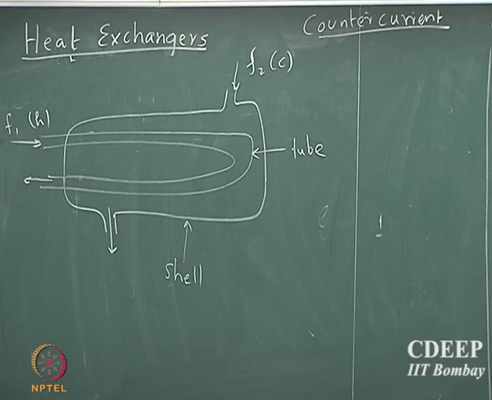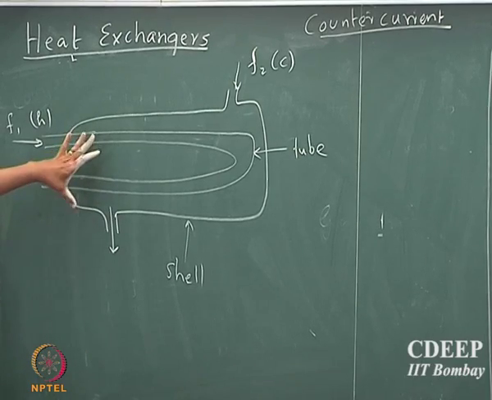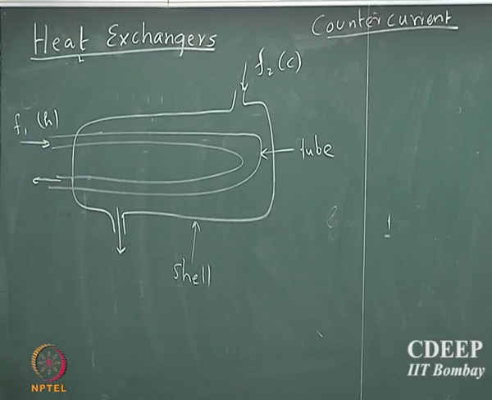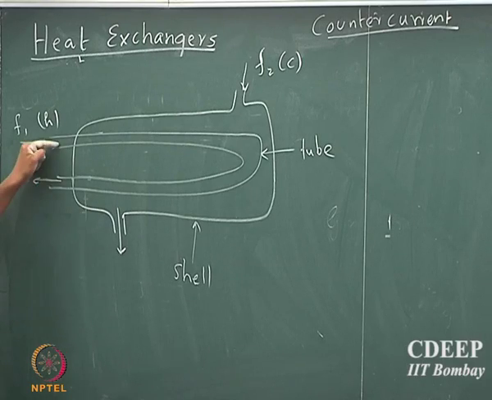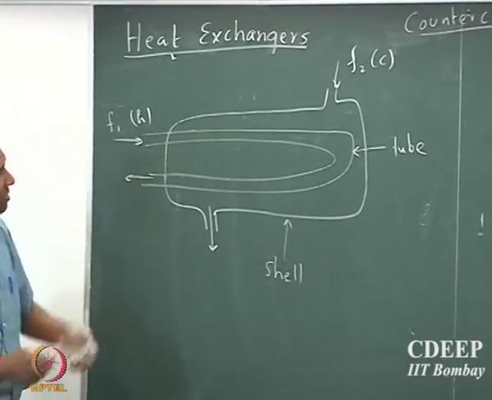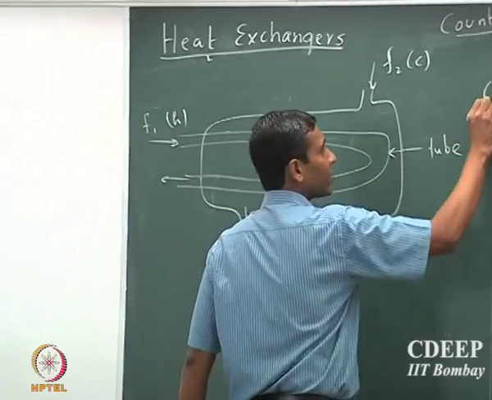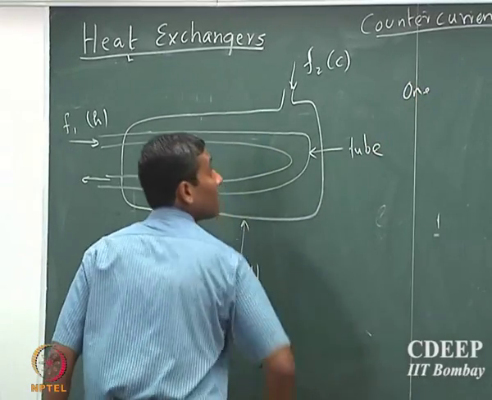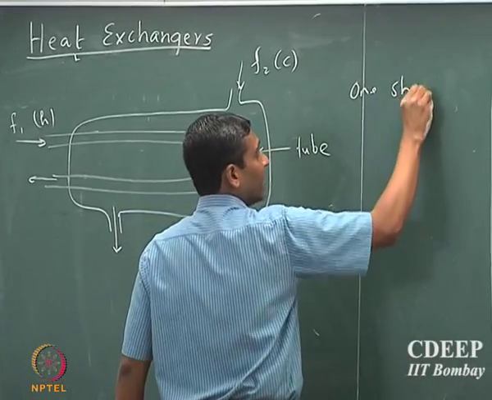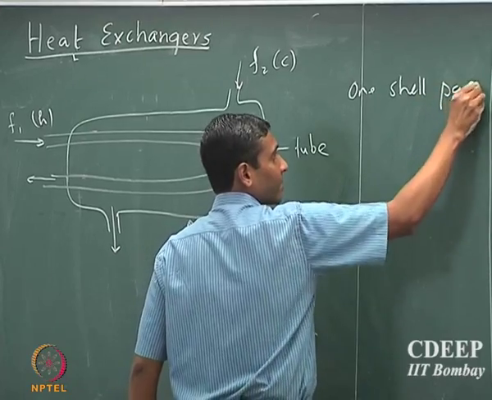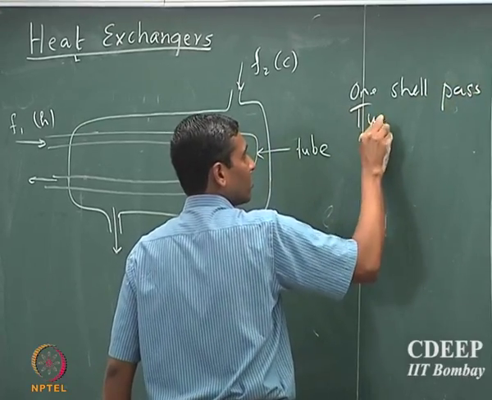Okay. So, there are several types here. Now if you look at this, specifically this shell and tube design, the fluid which is going through the tube is actually going around and then turning back. And so, what you have is what is called the one shell pass. This type of heat exchanger, shell and tube, is called one shell pass and two tube passes.